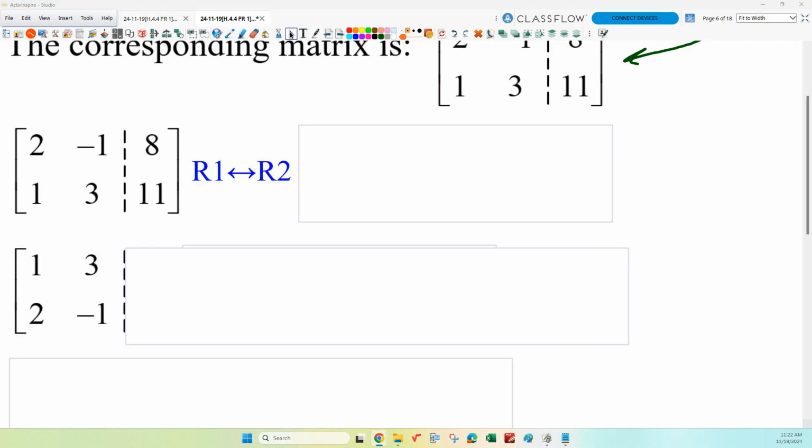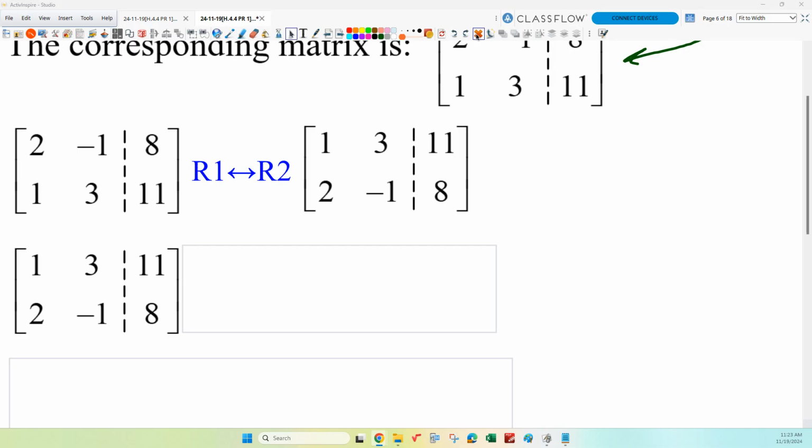So step 1, how do we say that? Here's how we say it. We're going to interchange rows 1 and 2. R1 and R2 get exchanged. And we get that. Okay? Okay, so top row, done.